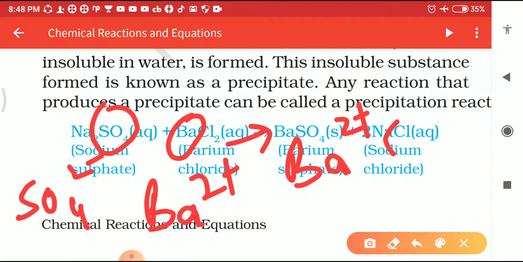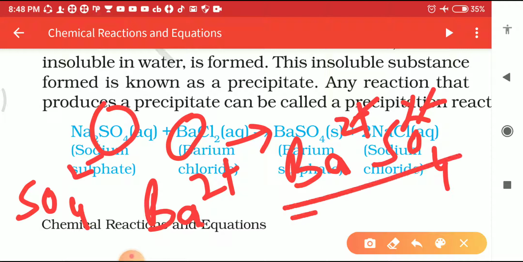Ba2+ positive, SO4 2- negative. Now here the 2 positive and 2 negative cancel each other, and it will give rise to only barium sulfate, BaSO4. Now you will see here that an exchange of ions has taken place.